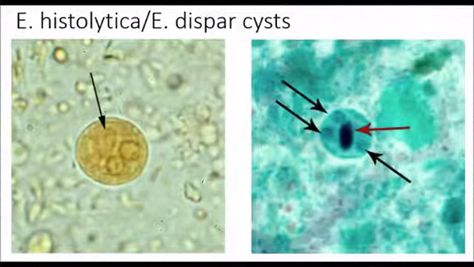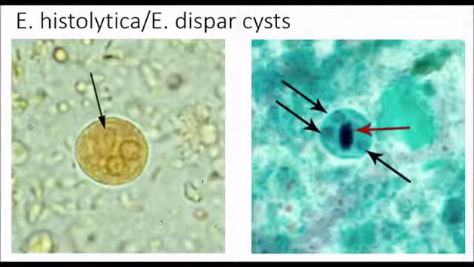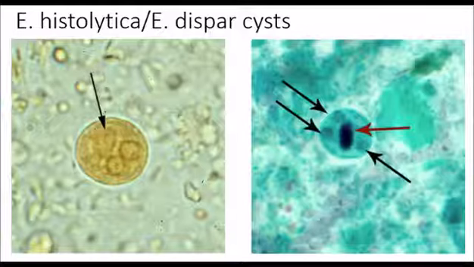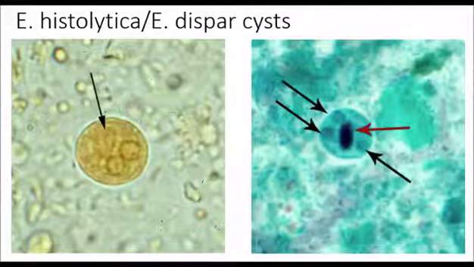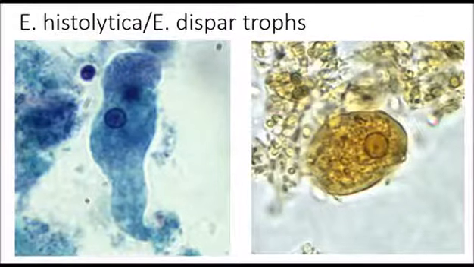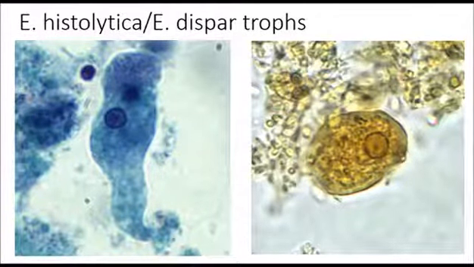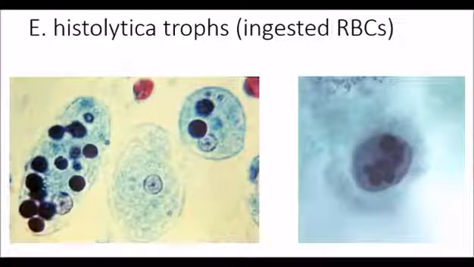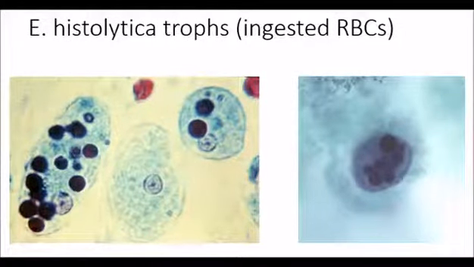And in these pictures you can see the E. histolytica, E. dispar cyst, arrows pointing at the nuclei and the chromatoid bars. But based on what we see in this picture, you cannot differentiate the two. And here we have the E. histolytica, E. dispar trophs. Again, a single nucleus. Again, you cannot differentiate between the two species. However, when you get to these photographs, you can, because you can see the ingested RBCs within these trophozoites. So this is Entamoeba histolytica.